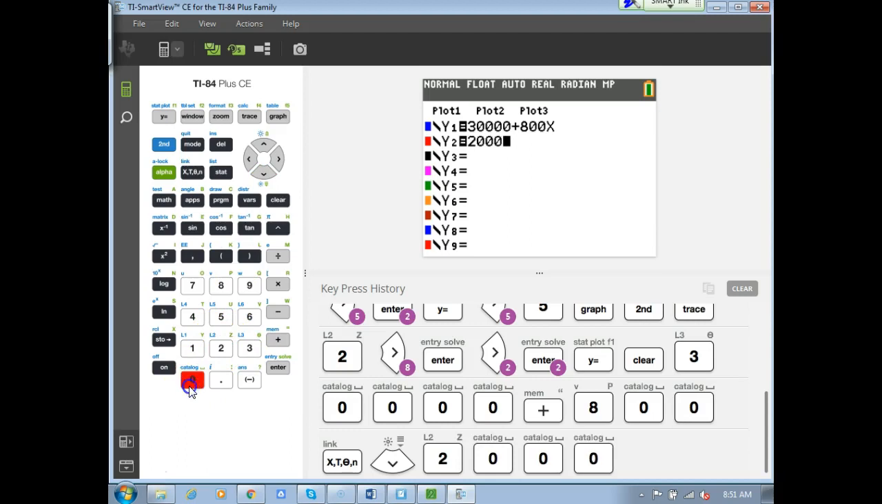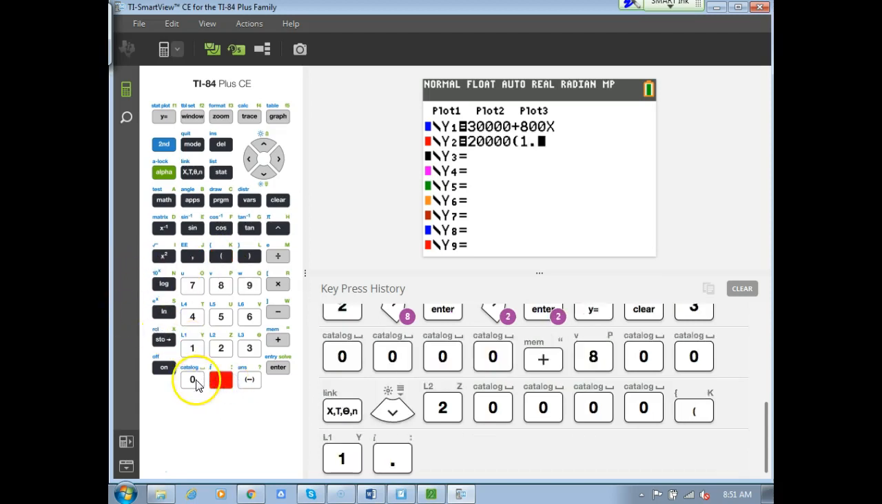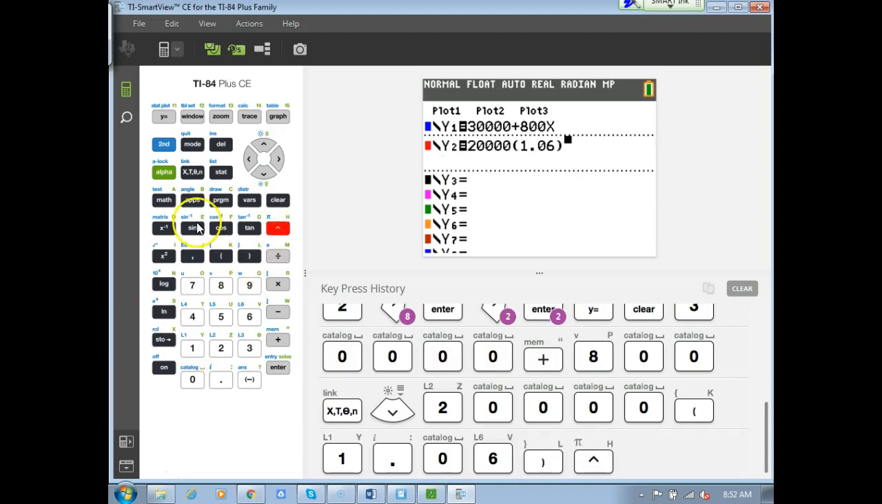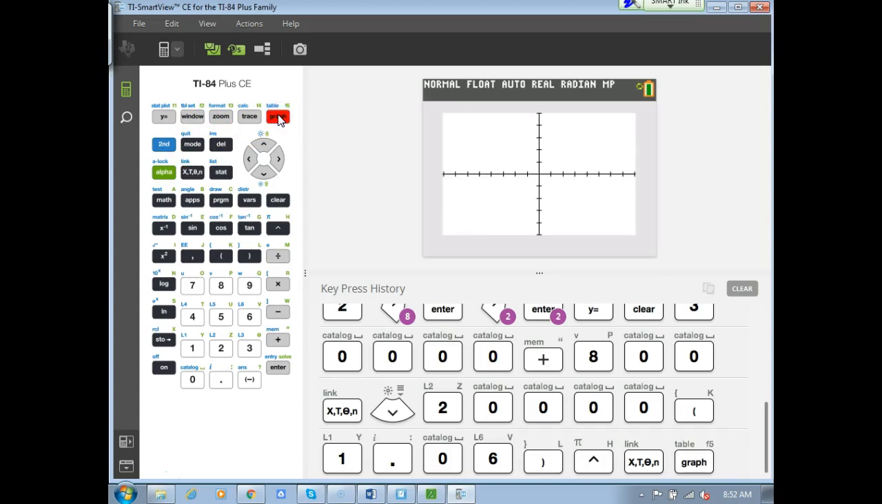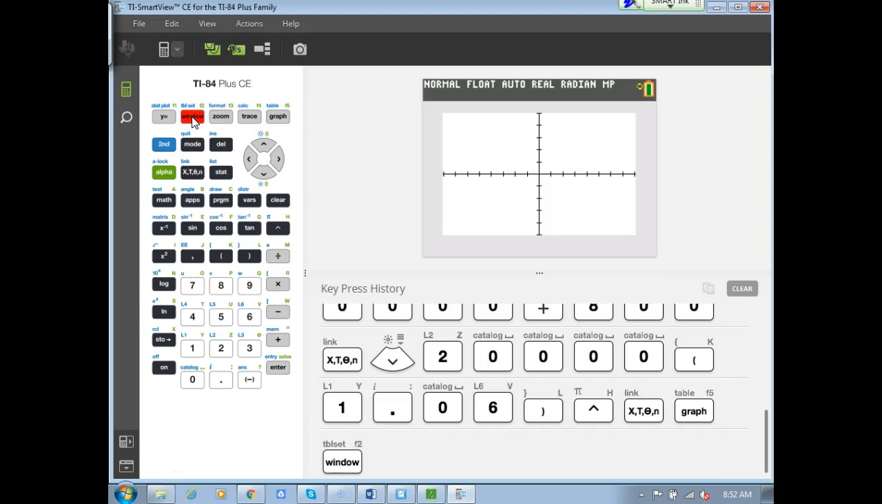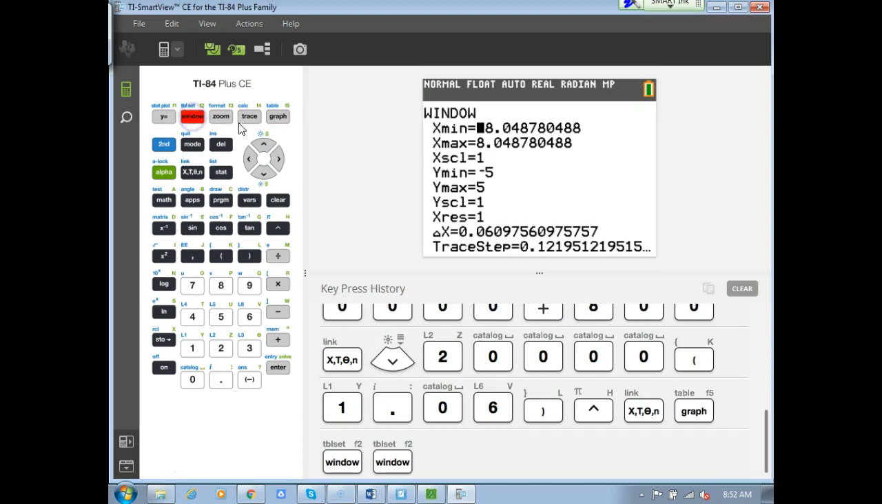20,000, and then is it 1.07? Let's see, 1.06, my bad. Because it's exponential growth, so to the x power. Again, go ahead and look at the table if you want, but sometimes your answers were a little weak when you looked at the table. If you just hit graph right now, I have a standard window, and the reason I'm not seeing anything is because when you go to window, it's only looking from -8 to 8 years.